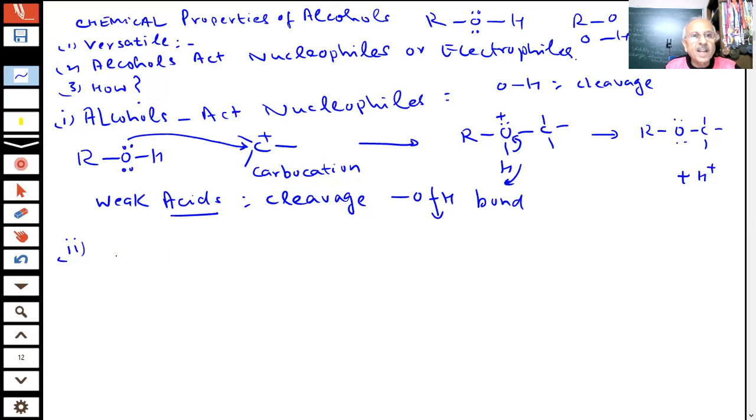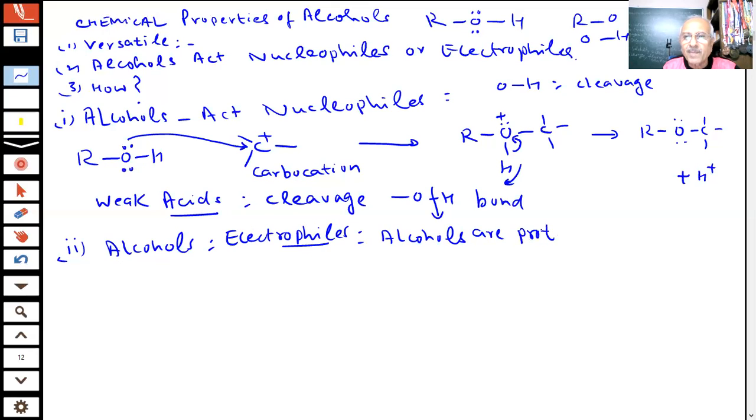Second important thing, you are saying alcohols can act as electrophiles. How can alcohols act as electrophiles, students? I don't see anything like an electrophile in this alcohol, but if alcohols are protonated, student, in the presence of acid. How will they get protonation? In the presence of H plus. If I add H plus, student, what will happen to the alcohol?